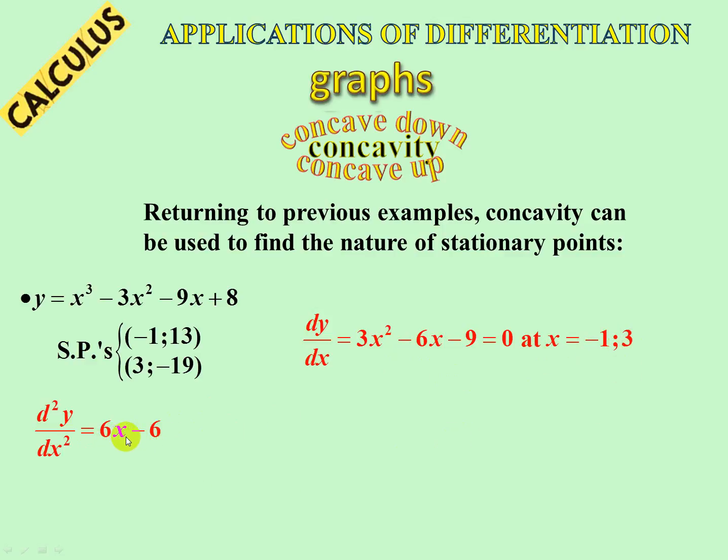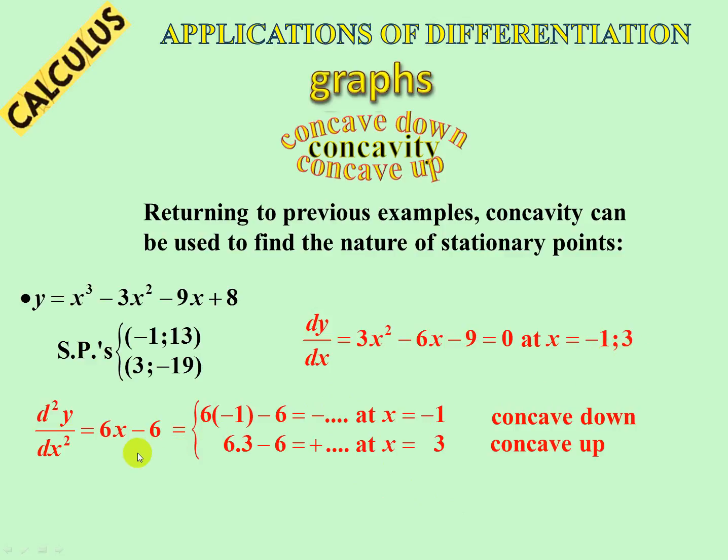Now if you have a look, you can see straight away, if I put minus 1 into there, I'm going to get a negative. I'm not even worried too much about what the number is. And because it's negative, think of the parabola with a negative x squared. It's unhappy. Concave down at x equals minus 1.